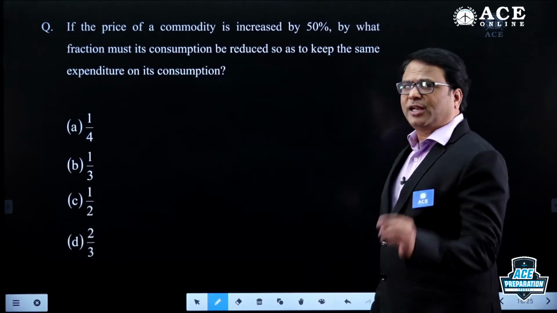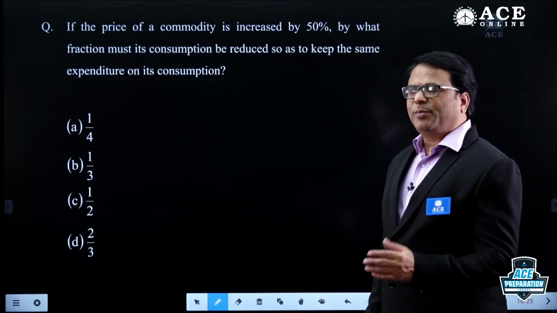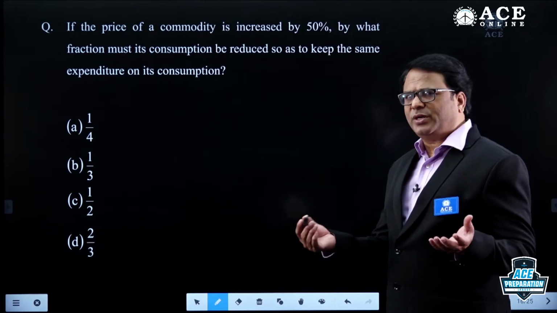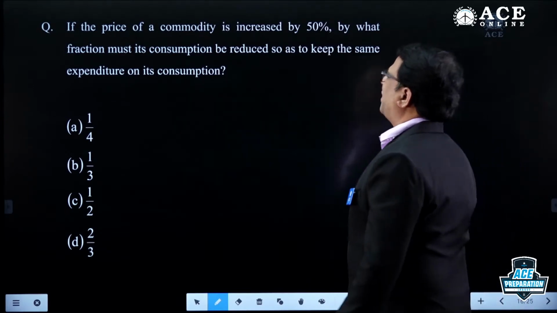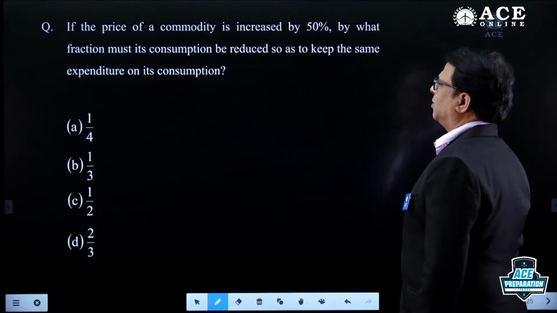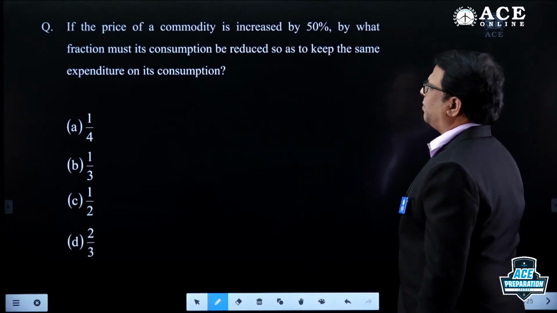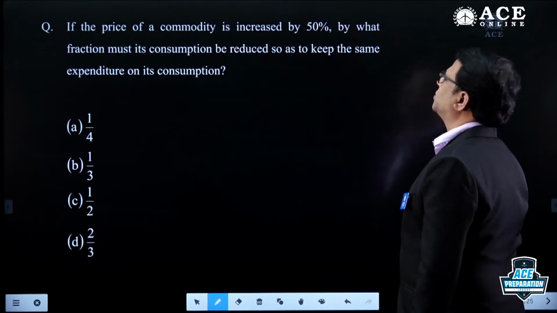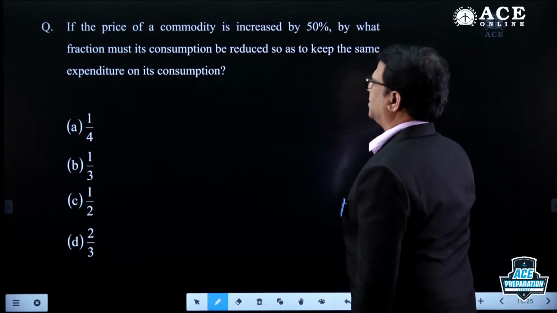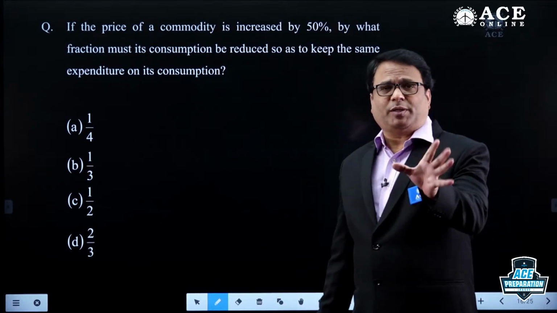Now, this is a little bit different from the previous two models that we have done on commodity and increase or decrease. Now, if the price of a commodity is increased by 50%, by what fraction must its consumption be reduced so as to keep the same expenditure on its consumption?